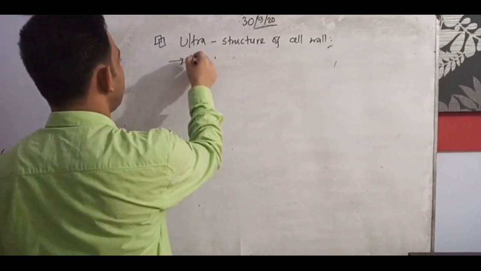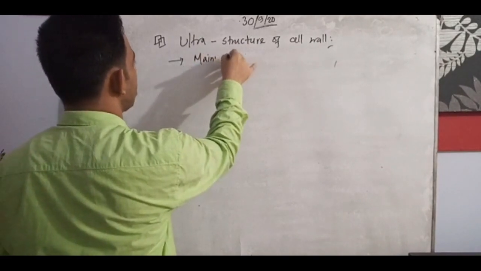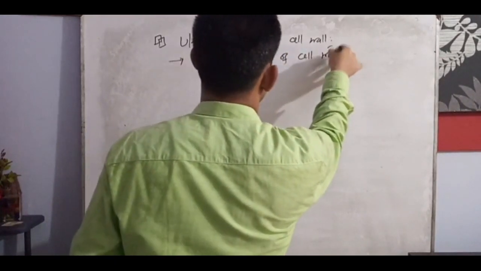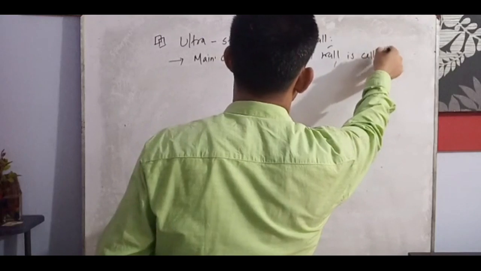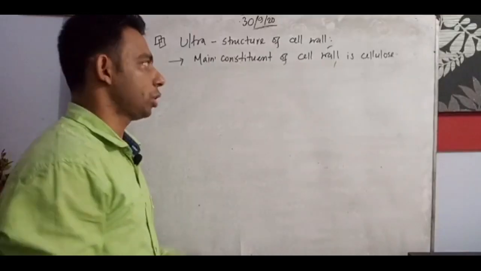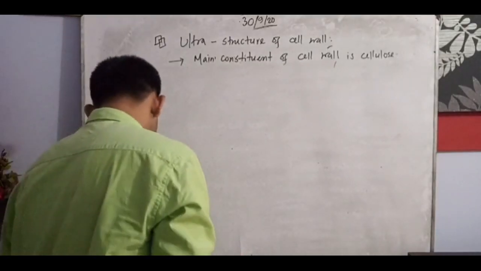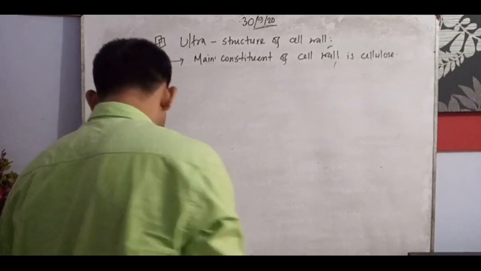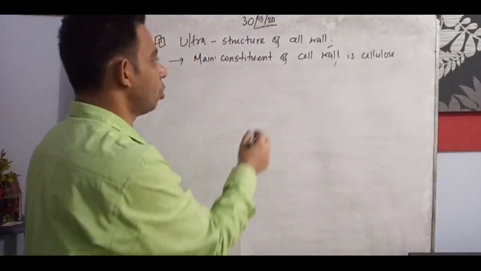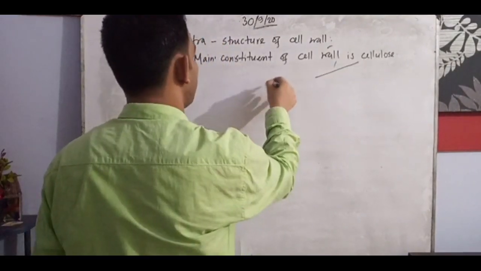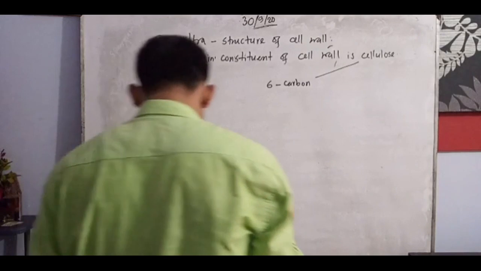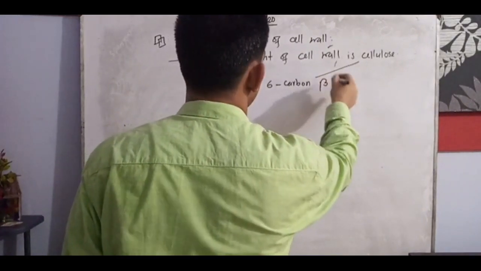The main constituent of the cell wall is cellulose. It is asked as a 1 mark question also: which one is the main constituent of the cell wall? It is cellulose. Then this cellulose is actually a chain of 6 carbon beta D glucose molecules. Beta D glucose.